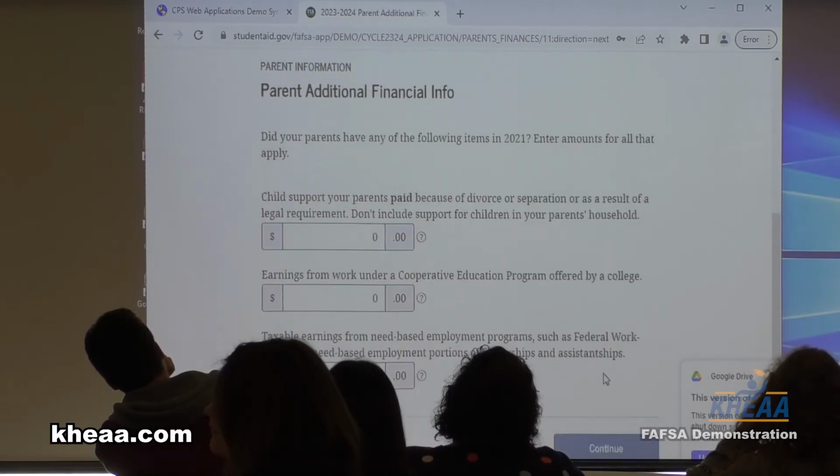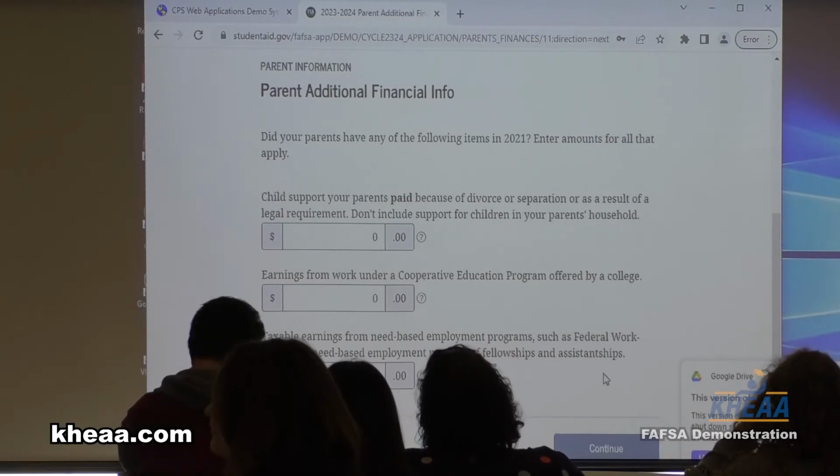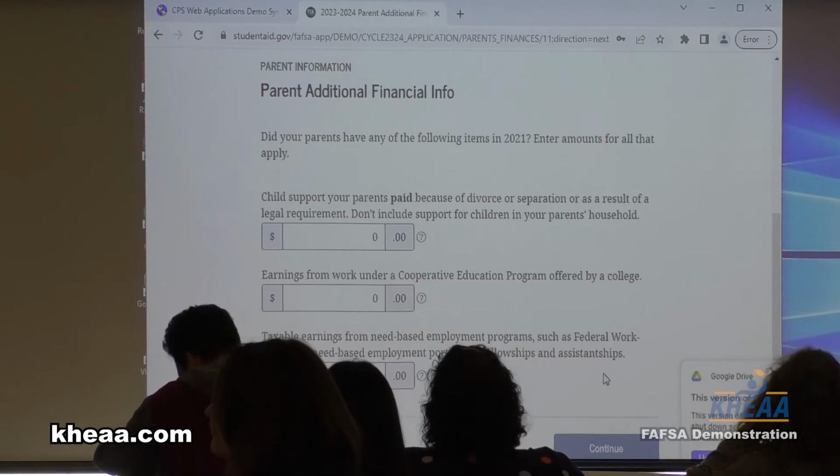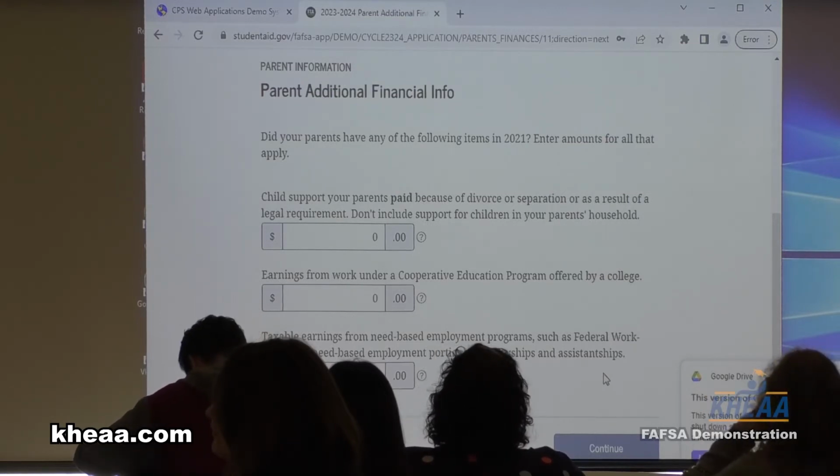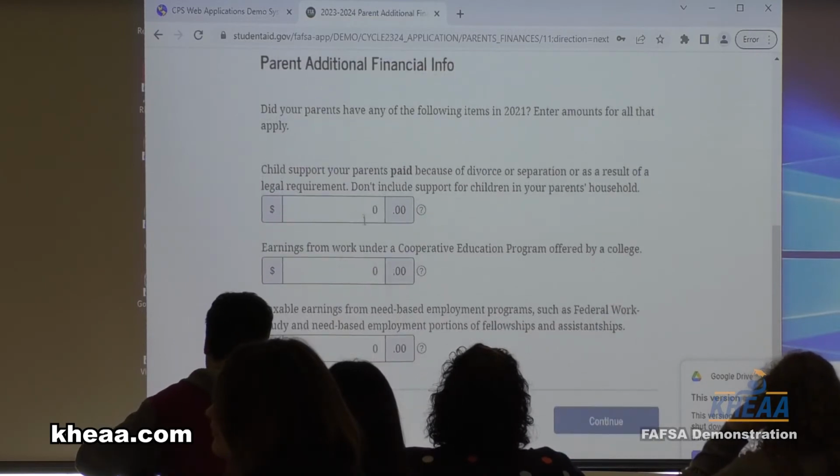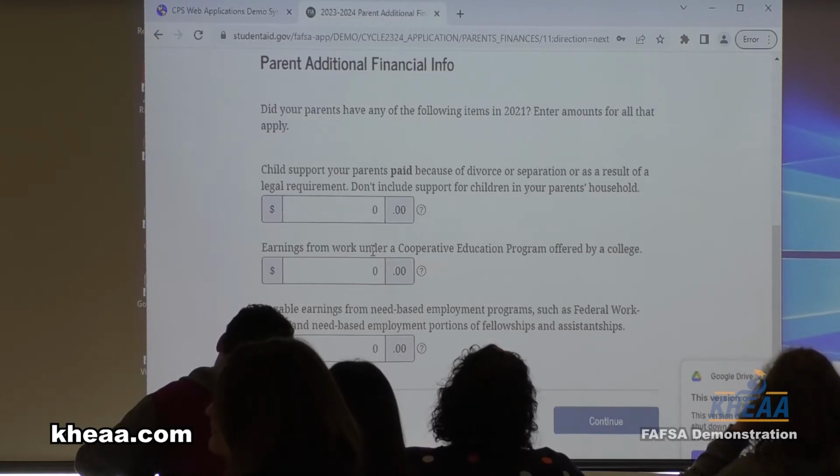So the next question will be, this will not be transferred from the IRS, but child support. Has your parent paid any child support, or have they received any child support over the past year? Okay, so you'll type that in. Earnings from work under a cooperative education program offered by a college, or taxable earnings. So you basically type that information in as well.